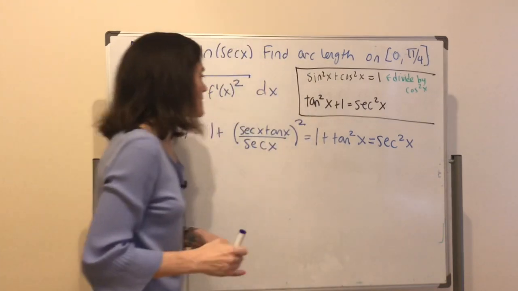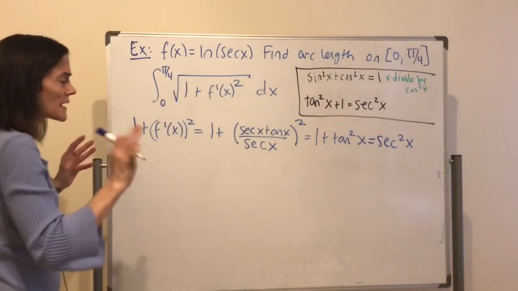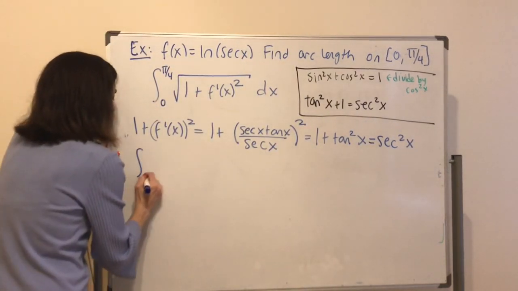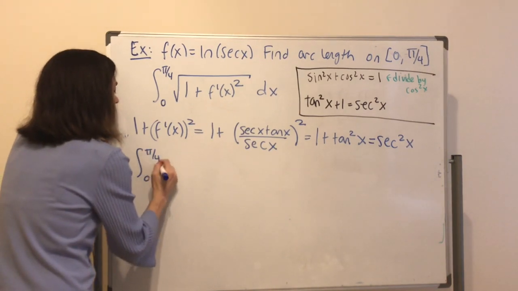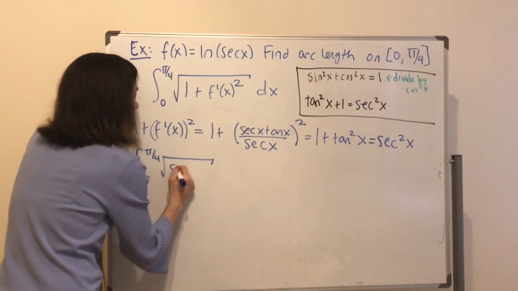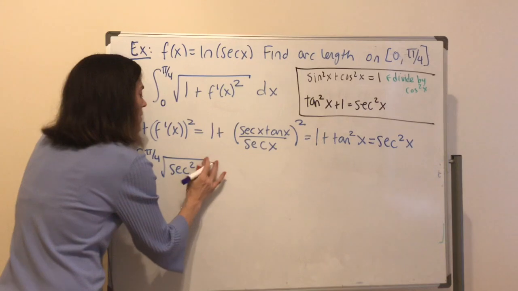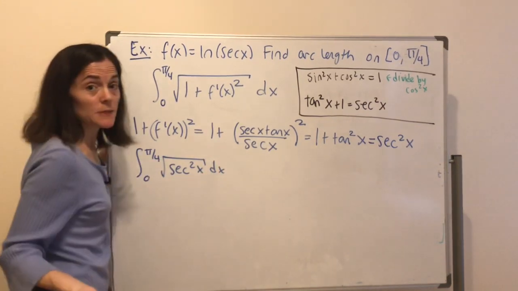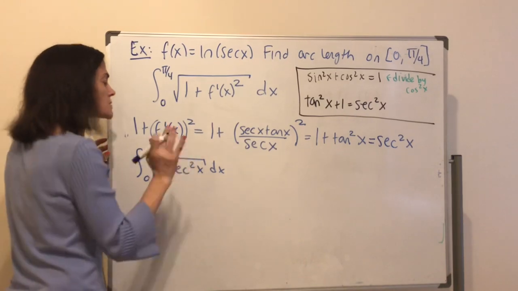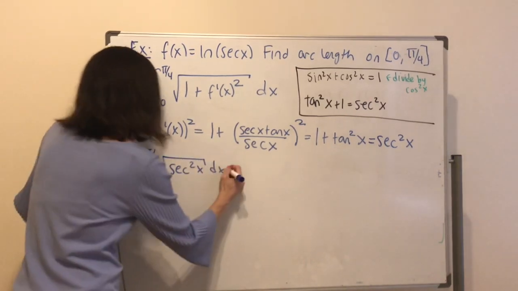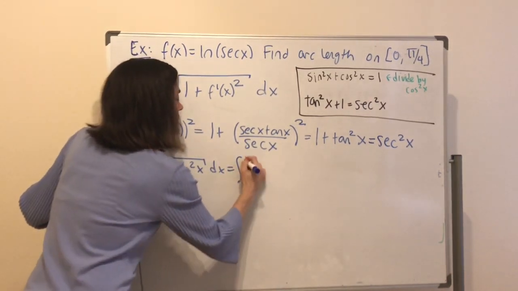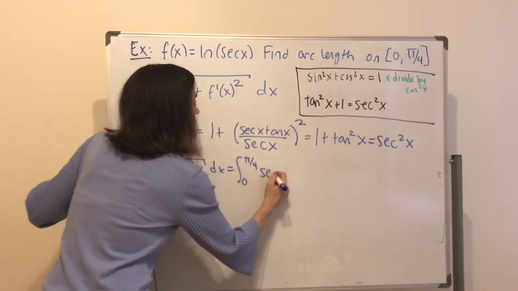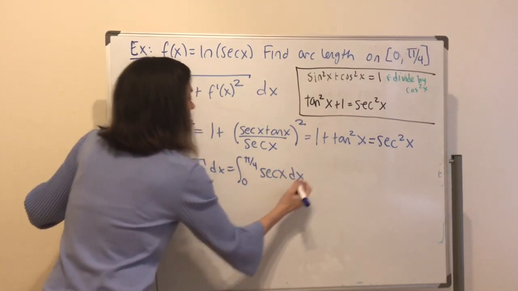Now you see it's going to be very nice to go to my integral, because if I integrate from 0 to pi over 4 the square root of the secant squared, well, on 0 to pi over 4 the secant is positive. So the square root of secant squared is just the secant. This is an integral, 0 to pi over 4 of secant x dx.